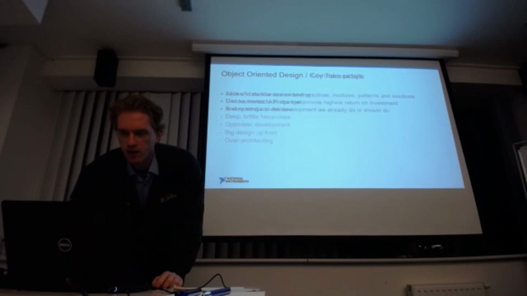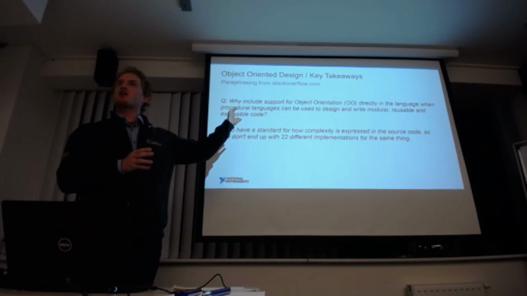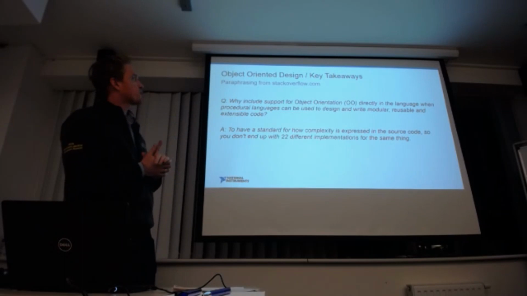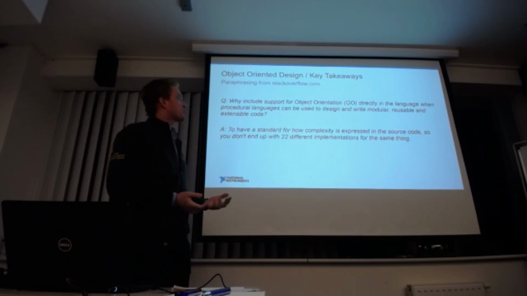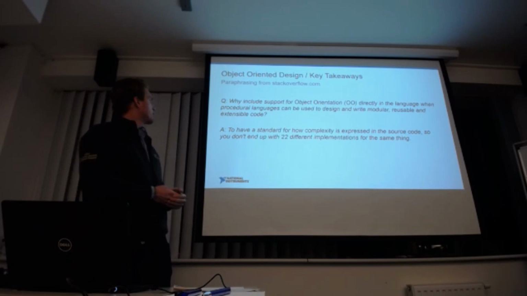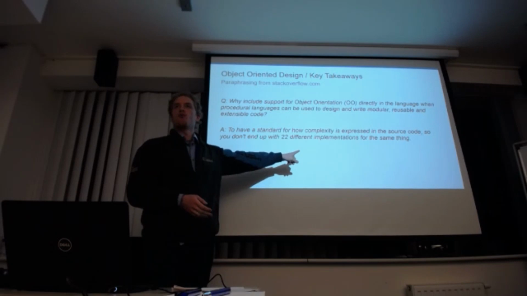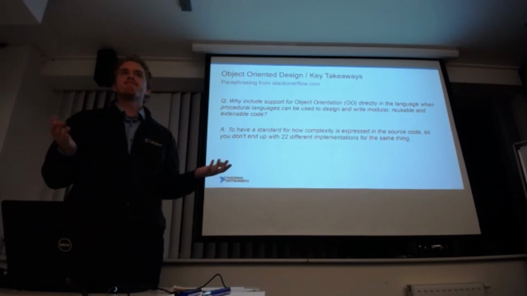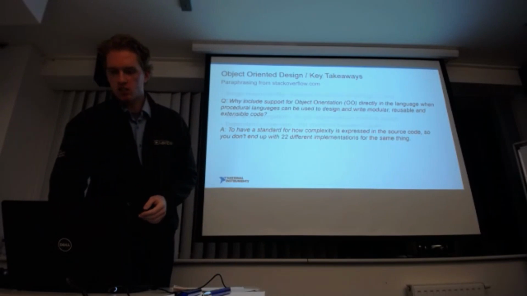Okay, so let's skip these things. This is also important. This is from Stack Exchange: why include support for object orientation directly in the language when procedural languages can be used to design and write modular, reusable, and extensible code? Fantastic question. The answer: to prevent having 22 or more different ways of solving the same problem. So that's exactly the same case for us.